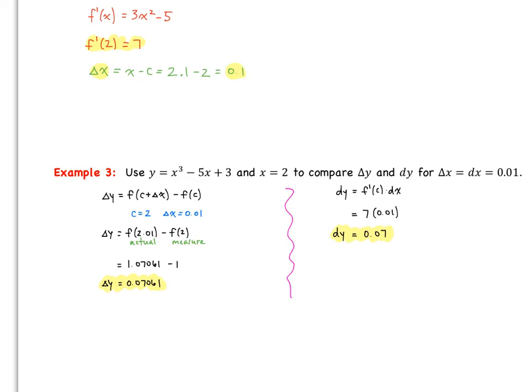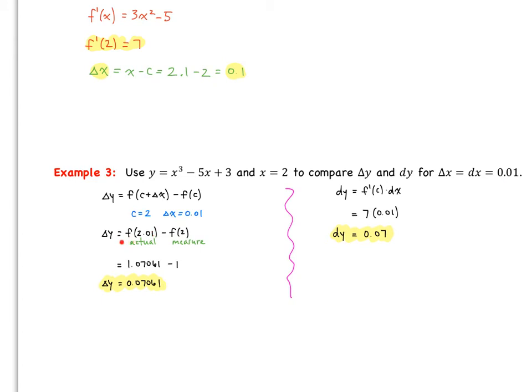Now let's look at an example where we're using our function from above and x equals 2 to compare delta y and dy, where delta x is the same as dx, which is 0.01. Remember, our delta y function is f of c plus delta x minus f of c, where c is our 2 value, or x, and delta x was given to us as 0.01.